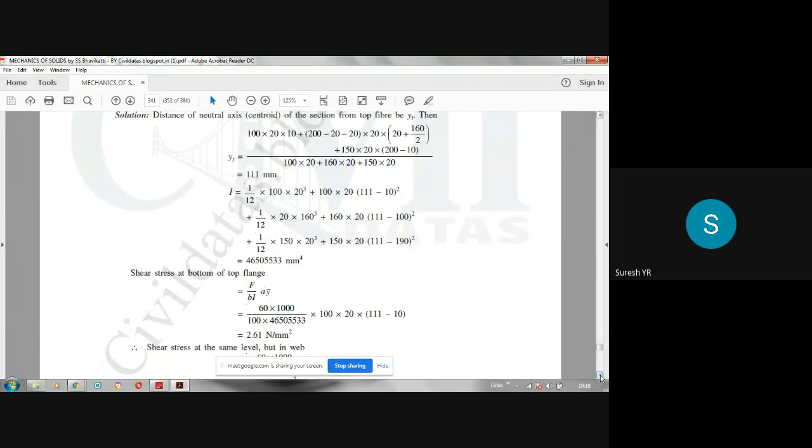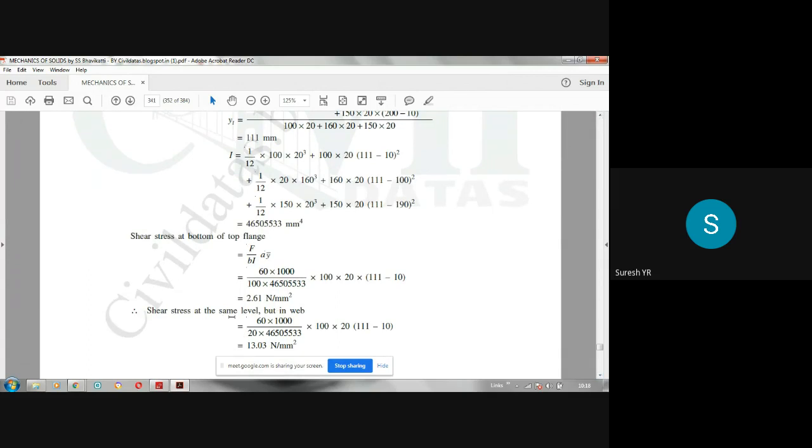After this, we have the shear stress at the same level, but in the web. So B is 20, and only that B will change. Here for the flange it is 100, for the web it is 20. The remaining terms are all the same. See here, this is the value. So it changes from 2.61 to 13.0. So that is at that level.